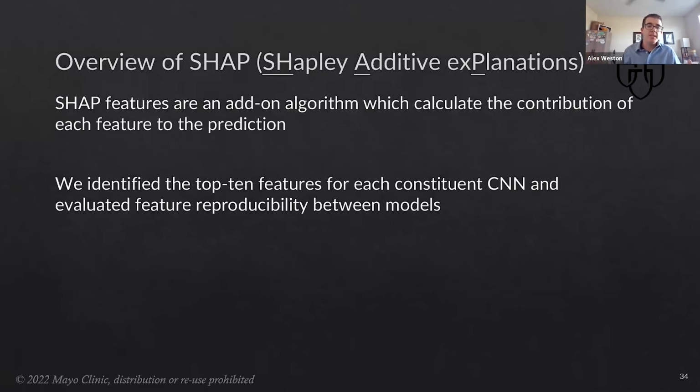And so the way that we use this SHAP technique is we identified the top 10 features from each of our constituent CNN models from our different K-folds and evaluated the reproducibility of these features between the models. So the models are the same. The data is drawn from the same distribution, but the splits are slightly different. And so hopefully what we're seeing is that the model is using the same features in its final prediction.